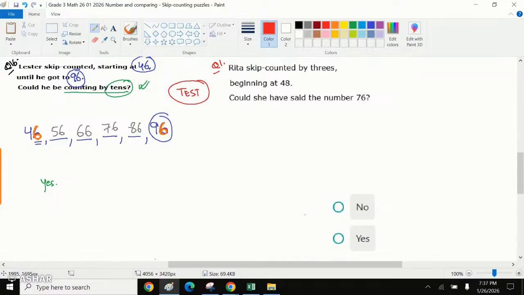Can she count? Okay, thank you. Let's confirm. I'm not doubting your answer. I'm just doing it on my end. Thank you for the answer. Starting at 48, skipping by 3, right? 48 plus 3 is 51, plus 3 is 54, 54 plus 3 is 57, 60.